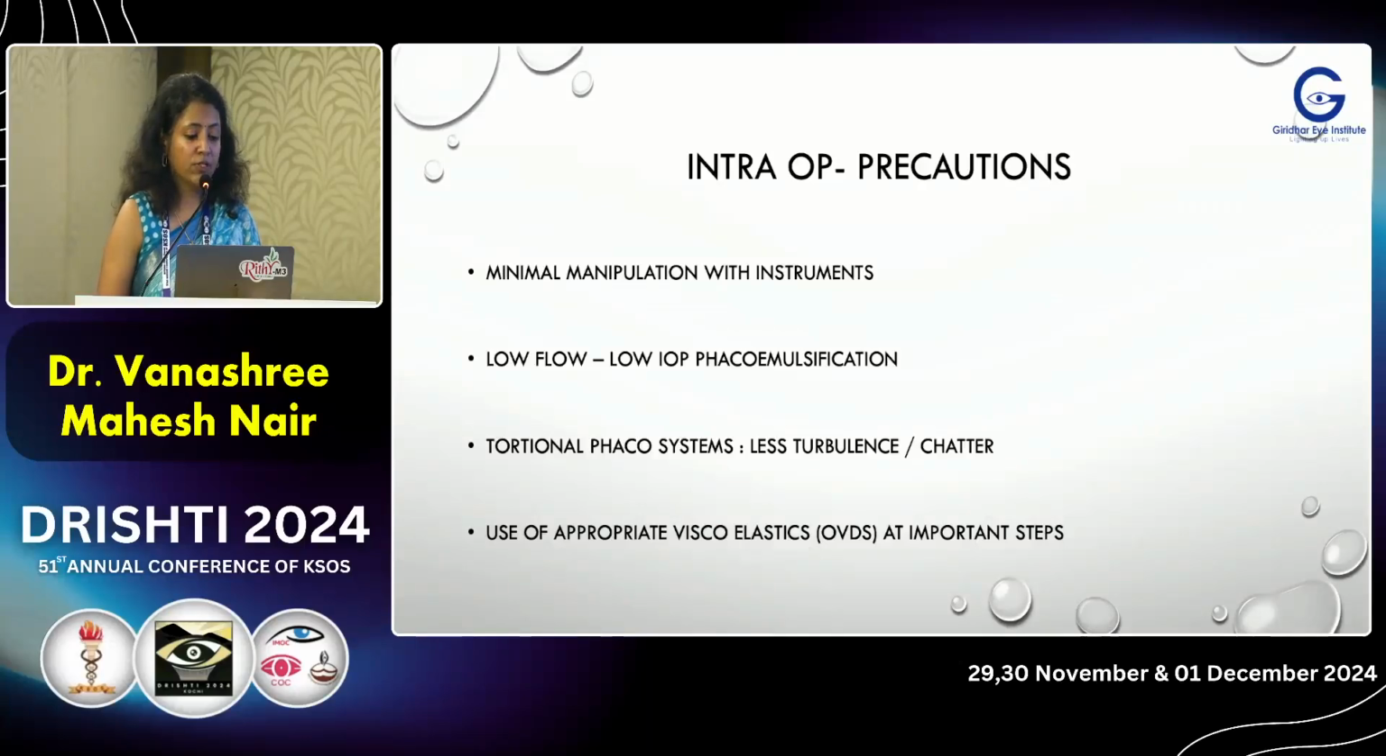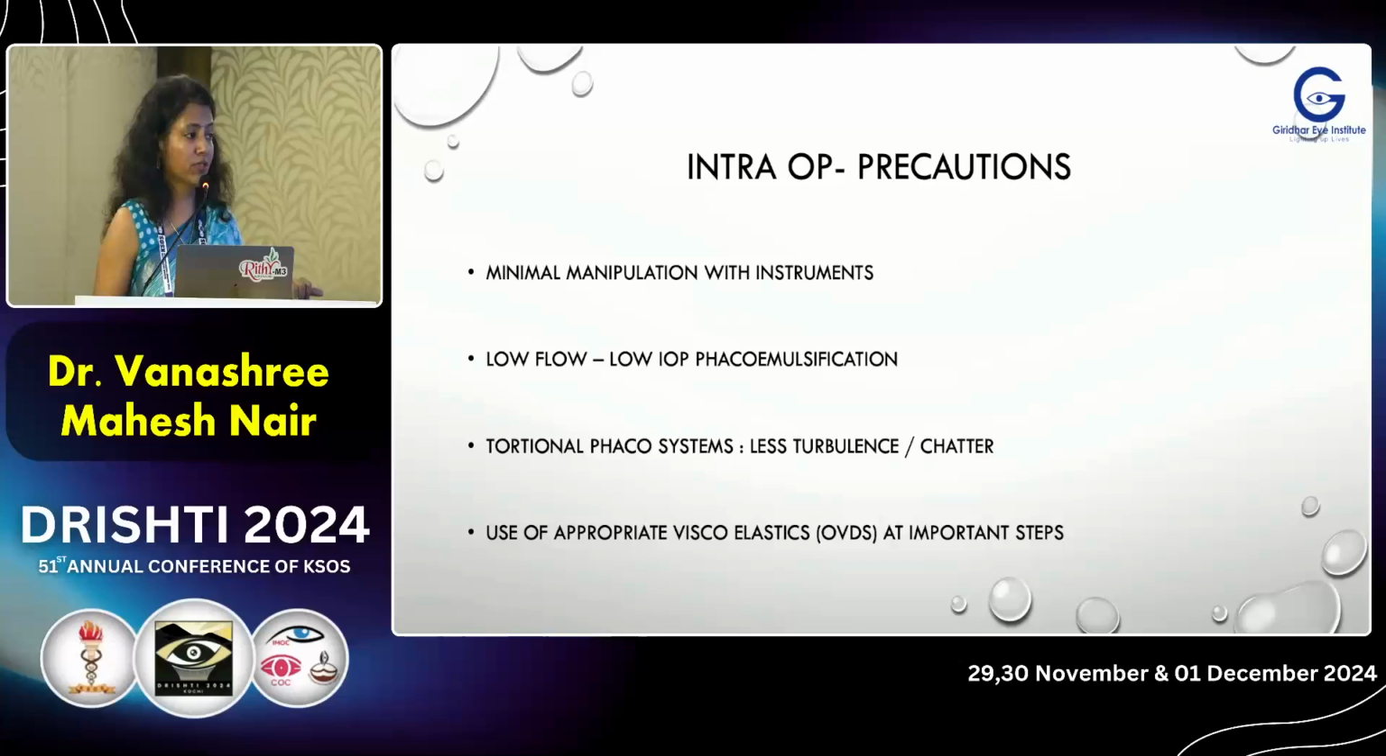So intraoperatively, what will help is, first of all, minimal manipulation with instruments. With the side ports and the main incision that we make, we have to be careful with the way we enter so that we don't damage the Descemet's membrane. Use low flow, low IOP phacoemulsification, which will cause minimal turbulence within the AC. Also, torsional phaco systems, they say, have less turbulence or chatter, which will prevent damage to the endothelium.